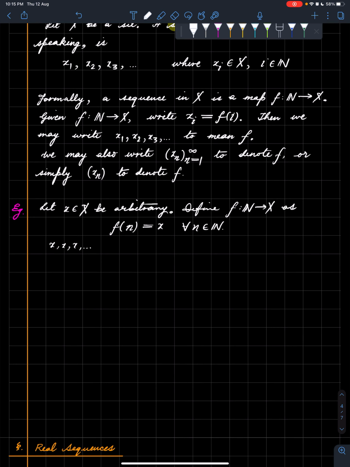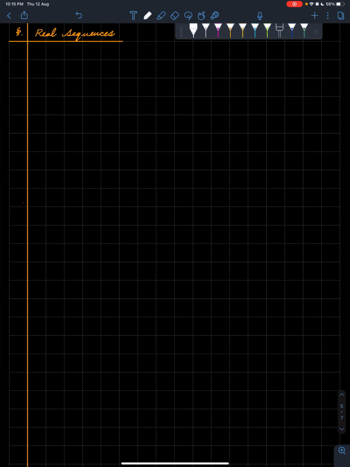Okay, so this is just an example, but what we will really be interested in is real sequences, meaning sequences where your set X is the set of real numbers. We know what is meant by a real sequence because I have defined the notion of a sequence in any set. So when I say a real sequence, I just mean each of these xn's are real numbers.